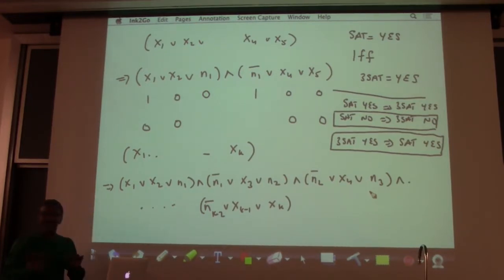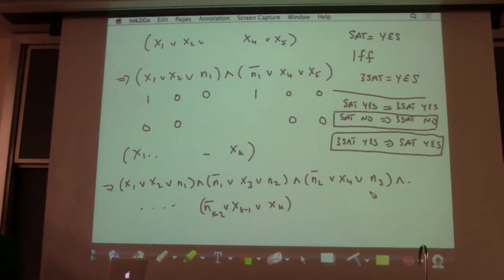In fact, 2SAT is polynomial time. These are called Horn instances, for those of you who have done a class in logic. And here's how you solve 2SAT. Suppose you have a variable that appears negated in everything.